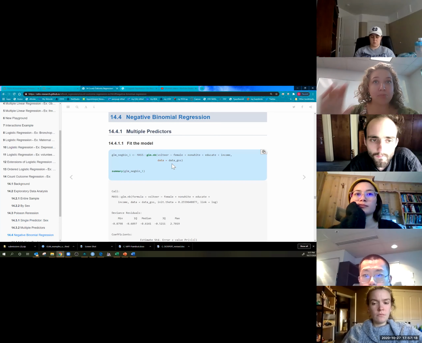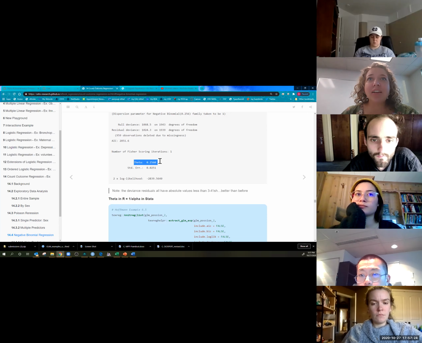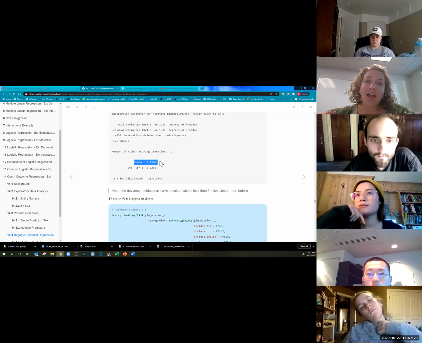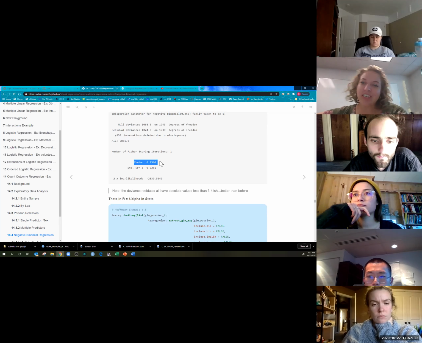And in Hawkes's book, they talk about an alpha, because in Stata, it outputs alpha. This is not the p-value alpha. In R, it does more the traditional theta. If you do 1 divided by theta, you get alpha. If you do 1 divided by alpha, you get theta. They're just the reciprocal of each other.